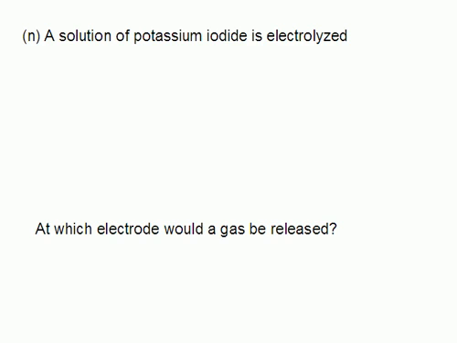A solution of potassium iodide is electrolyzed. All right, solution, so K+ and I minus. We do see some ions. It's electrolyzed, and what electrolyzed really means is it's got to be put in water. We do see water there, and for it to be electrolyzed, it's really going to be breaking up into its ions.